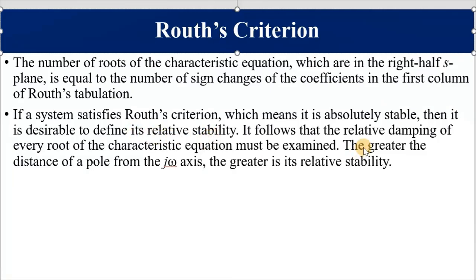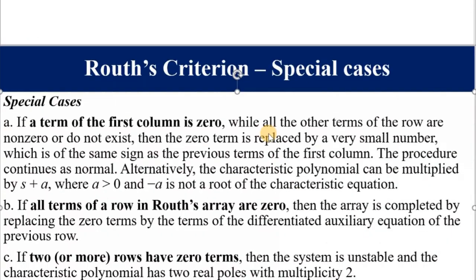The greater the distance of a pole from the j omega axis, the greater is its relative stability. We will not go into analyzing the relative stability of a control system. We only dwell on absolute stability, and we'll do that using the Routh-Hurwitz criterion.